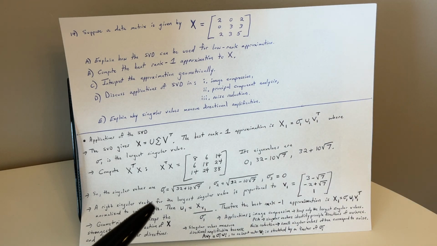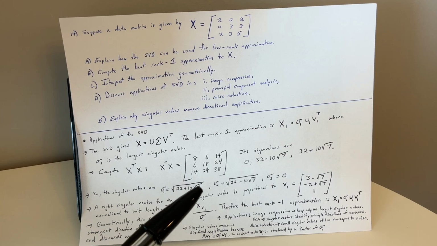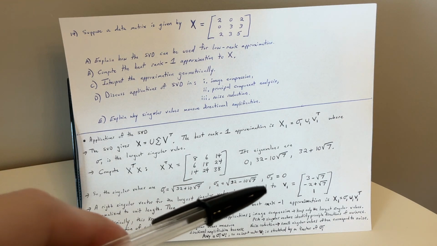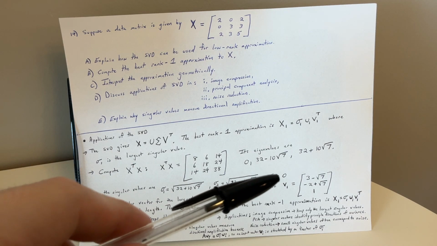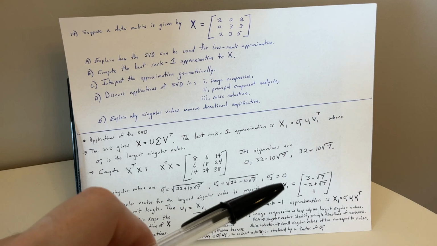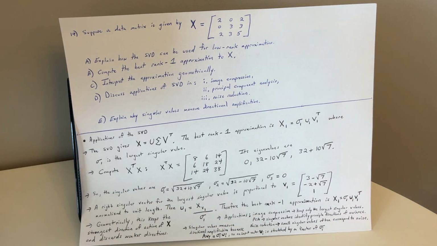So the singular values are sigma sub 1 equals square root of 32 plus 10 square root of 7, sigma sub 2 equals square root of 32 minus 10 square root of 7, and sigma sub 3 equals 0. A right singular vector for the largest singular value is proportional to V sub 1 equals the column 3 minus square root of 7, negative 2 plus square root of 7, 1. Okay.